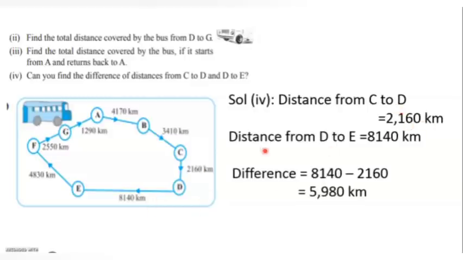Distance from C to D is given. From D to E is given. You have to simply subtract it and you will find the answer as 5980 km.